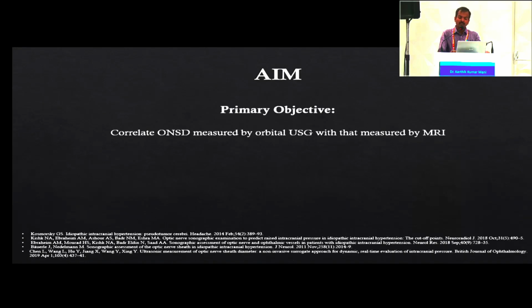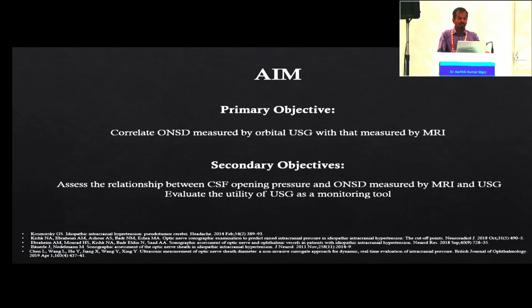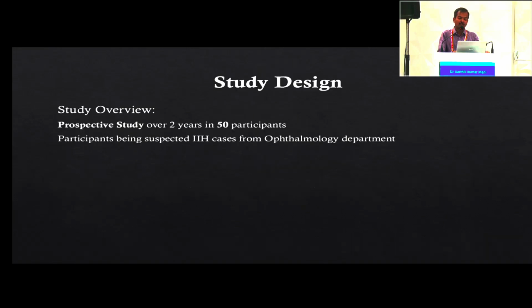So we aimed to do this study with the primary objective to correlate optic nerve sheath diameter measured by orbital ultrasound with that measured by MRI, and with the secondary objectives to assess the relationship between CSF opening pressure and optic nerve sheath diameter by MRI and ultrasound, and to evaluate the utility of ultrasound as a monitoring tool.